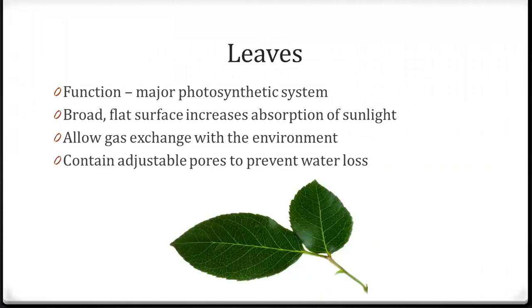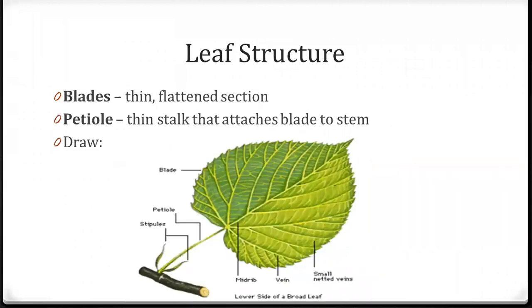Leaves. So the function of leaves is to perform photosynthesis. It's a major photosynthetic system. Broad, flat surfaces increase absorption of sunlight, and it allows gas exchange with the environment, and they contain adjustable pores to prevent water loss. The leaves are made of two parts, the blade, which is the leaf, and then the petiole is the thin stalk here. So draw a picture of that and make sure you label the petiole and the blade.